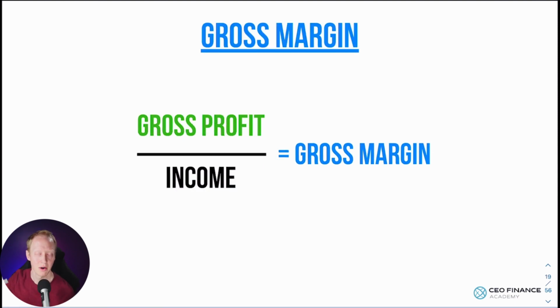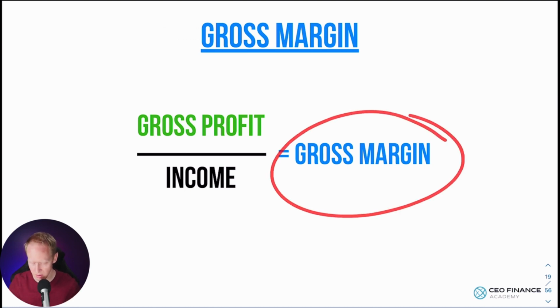So let's look at gross margin here. Gross margin is that gross profit, the dollar amount, divided by the total income. In other words, it's what percentage of my money do I keep after all of my direct costs, my cost of goods sold. That's gross margin.